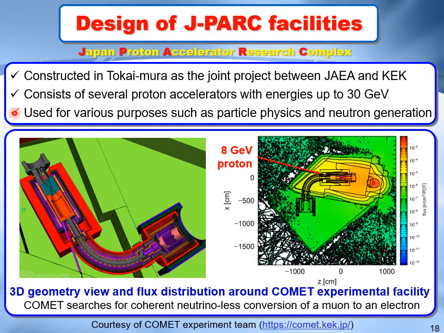These pictures show the 3D geometry view and flux distribution around the COMET experimental facility, which searches for coherent neutrino-less conversion of a muon to an electron. It bombards 8 GeV protons to the target and generates pions and muons, and some of them are guided to the experimental room using a bending magnet.